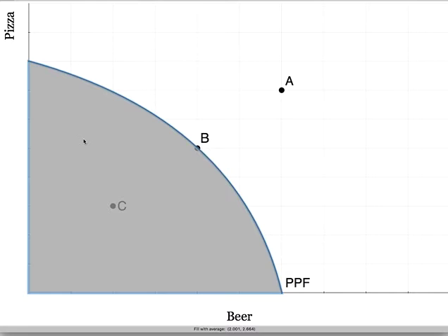Anything in this gray area here is going to entail a combination of beer and pizza that's possible, but there has to be some level of inefficiency. So because B is possible with efficiency, anything less than that is possible, but it entails some level of inefficiency.